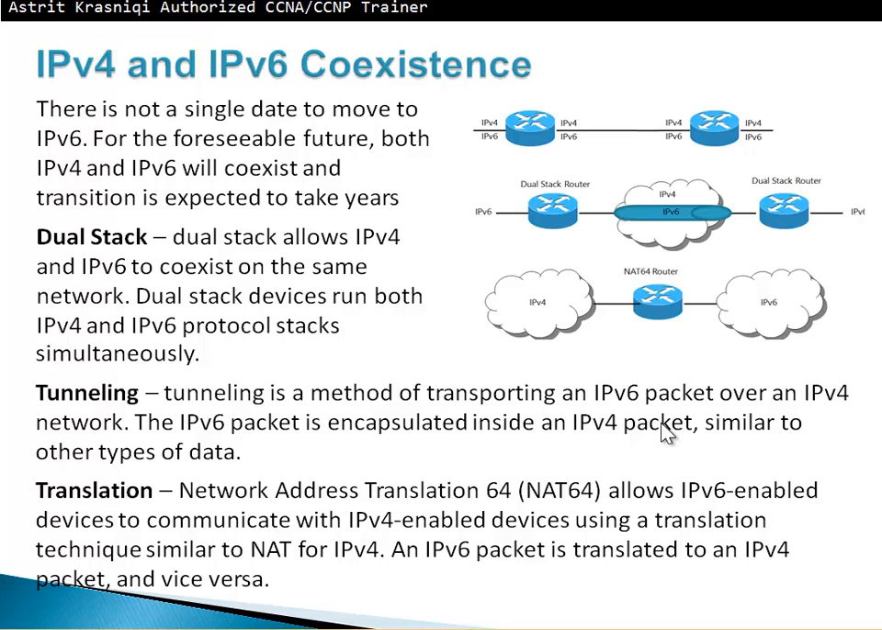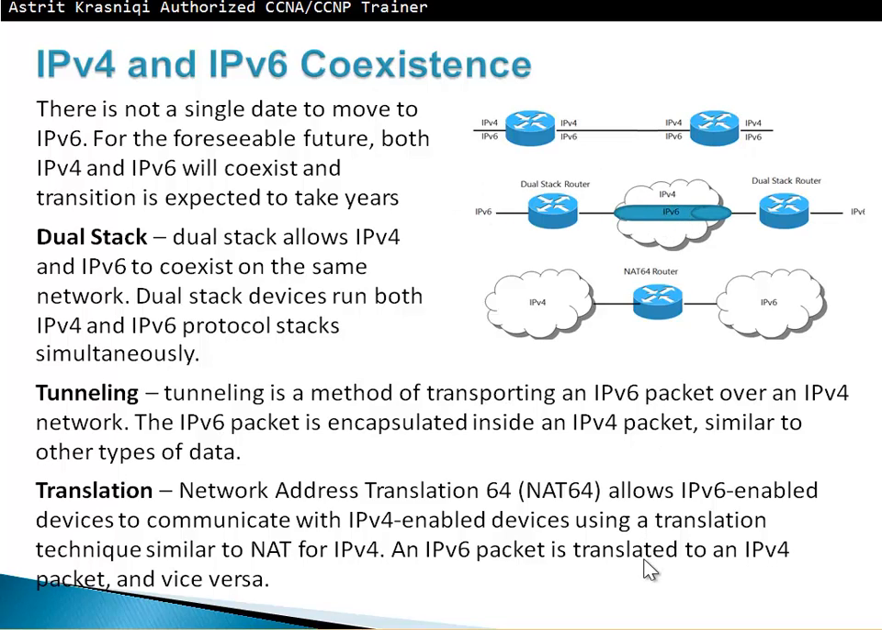Then we have tunneling. Tunneling is a method of transporting an IPv6 packet over an IPv4 network. The IPv6 packet is encapsulated inside an IPv4 packet, similar to other types of data. So we have IPv6 here, and then we encapsulate IPv6 inside IPv4.